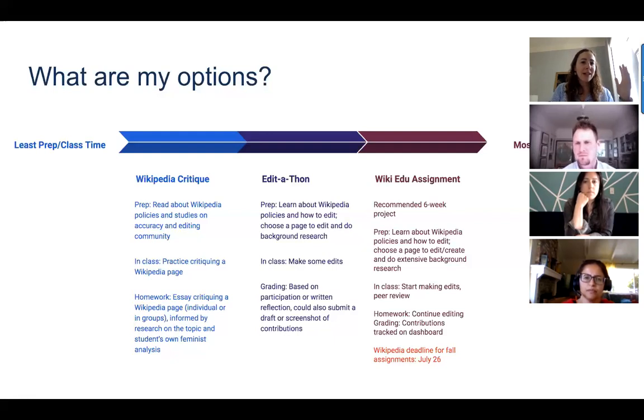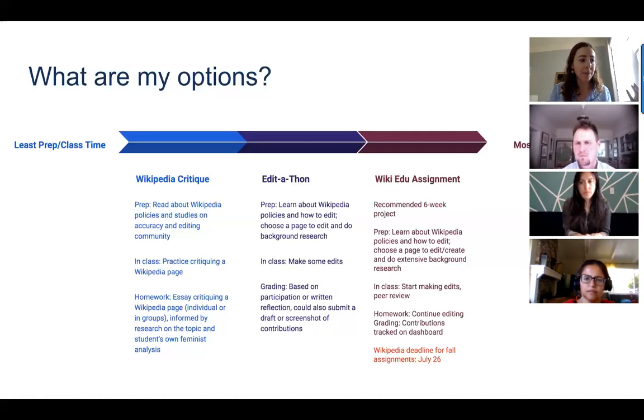Then the least, it's probably a similar amount of prep and class time, but you don't need the technical side of things. You don't need to teach students how to actually edit Wikipedia. You could just do a Wikipedia critique. So maybe they read about Wikipedia, how these pages get created and edited, what the policies are, and maybe they read some studies on the accuracy and the editing community behind Wikipedia.